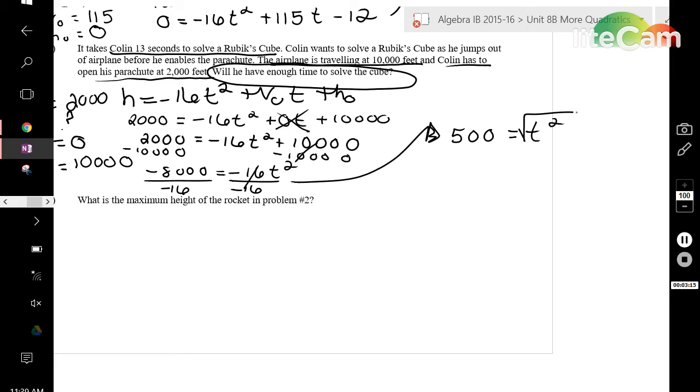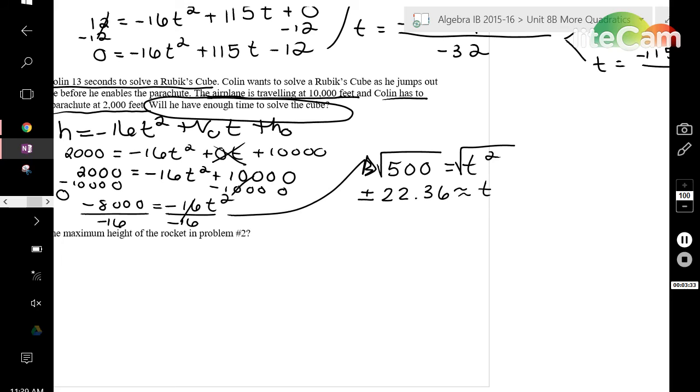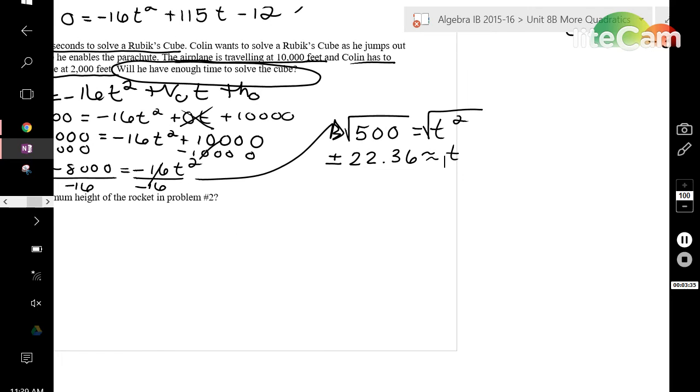And the inverse of squaring is square rooting. You end up with two answers, a positive and a negative, 22.36. It's approximately equal to our t value. Now we do know there's two answers when you square root, but when you apply it to a real-life problem, you cannot have a negative amount of time. So the answer we're looking for is the positive answer. So it will take 22.36 seconds from the time that Colin jumps out of the plane till the time he has to open his parachute.